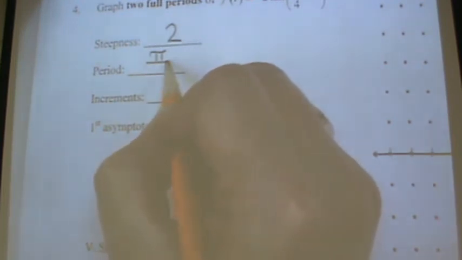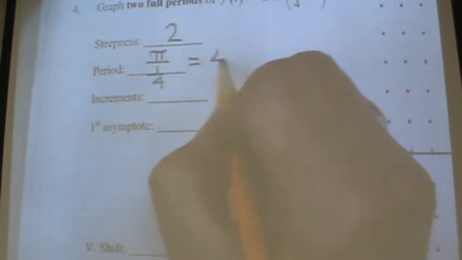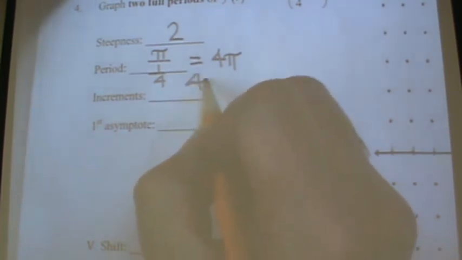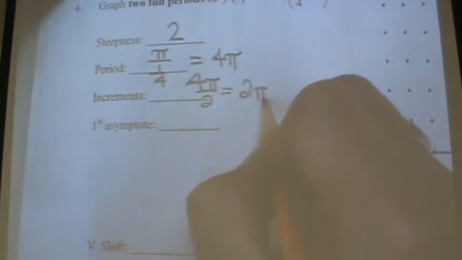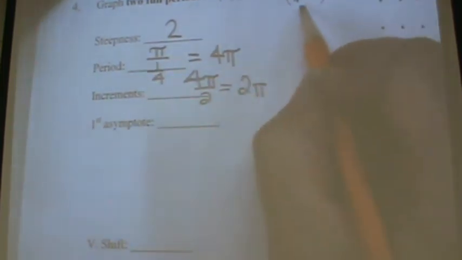I want you to read 3 on your own. Go through it. But let's do 4. Okay, let me hear you. Steepness, what? 2. Period. Pi over 4. Good. What is pi over 1/4? 4 pi. Then what? Cut this in half. So what's your increments? 2 pi. How do you find your first asymptote?